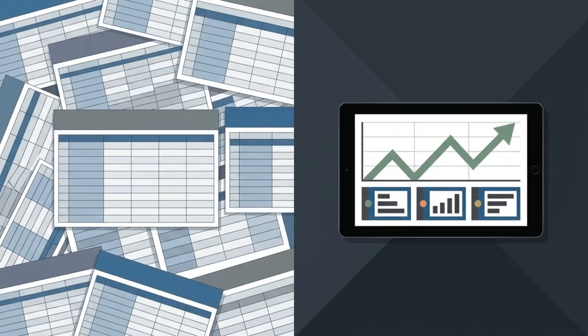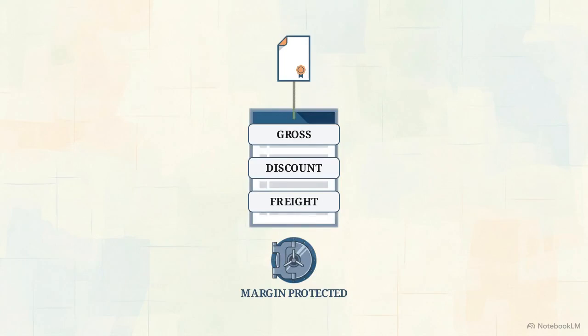Replace manual spreadsheets and human memory with automated logic. A rigid pricing framework ensures that the value negotiated at the highest level reaches the bottom line.